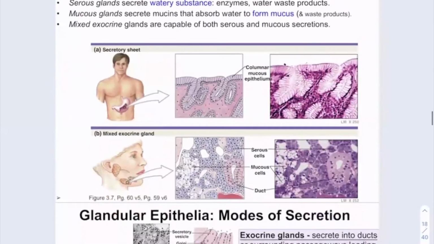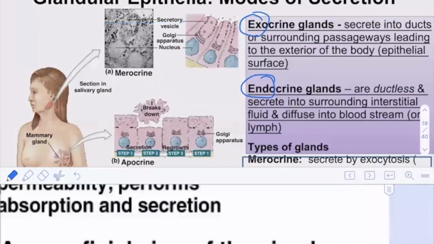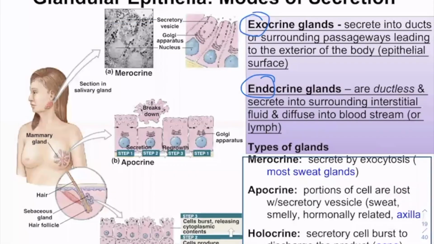Glandular epithelium secretes things into ducts, and they could be endocrine or exocrine glands. So exo means to exit, endo means to stay inside. So endocrine glands are going to secrete things that go in and stay in the body, right? So they secrete things into the bloodstream. Exocrine glands secrete things into ducts that eventually leave the body. So this again would be like sweat or saliva or mucus.